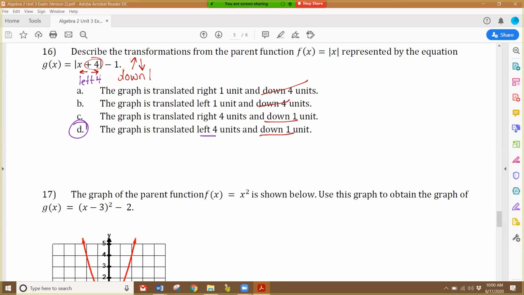That's why I said these are my favorite questions. People tend to get question 16 all the way correct on this test. No pressure.